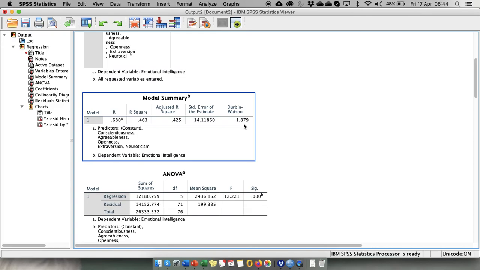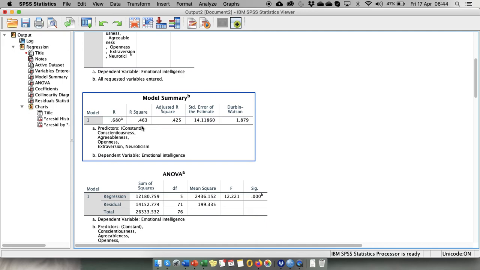The other important values from this analysis: we get our R, which is our correlation coefficient, a kind of combination correlation coefficient across all the predictors. We'll get our R squared, which is the proportion of variance our predictors explain in the outcome variable. So this is the proportion of variance explained by the 5 personality traits in the trait emotional intelligence score, and they account for about 46% of the variance.